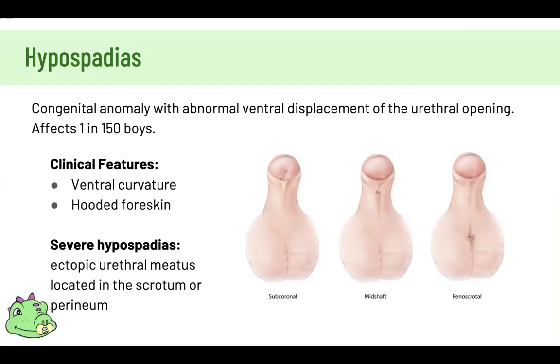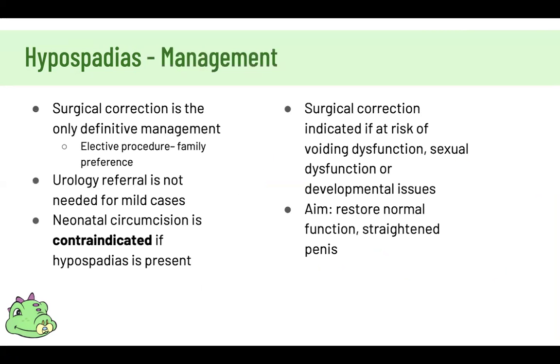For very severe hypospadias, this will normally be where the urethral meatus is located somewhere in the scrotum or the perineum. So it can be very far away. You can see on the right, that's a scrotal urethral meatus. It can be even further back than that. The management, essentially the only way to manage this is surgical correction.